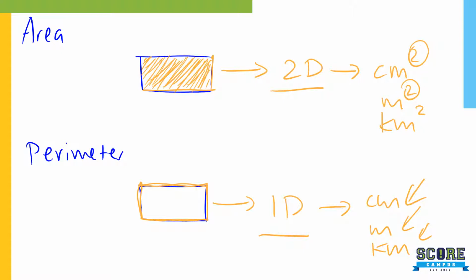Area, again, you are measuring the amount of land it covers. Perimeter, you are just measuring the distance or the length of the border. Okay. Now, let's go on and find out the area and perimeter of different shapes.